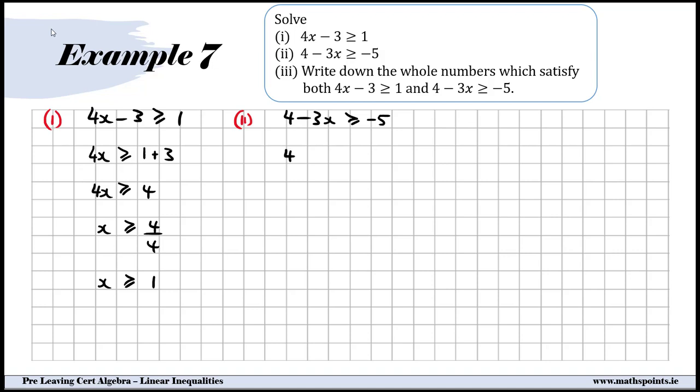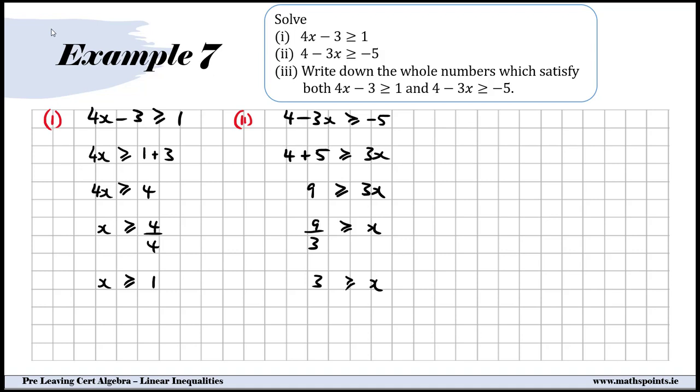We have 4 already on the left. Minus 5 to get rid of it from the right hand side, we're going to add it to both sides. And that's greater than or equal to, and to get rid of the minus 3x from the left hand side, I'm going to add a 3x to both sides. 4 plus 5 is 9, which is greater than or equal to 3x. I'm going to divide both sides by 3, the number beside the x, to get the x on its own. So x would be less than or equal to 9 over 3, and then finally x would be less than or equal to 3.